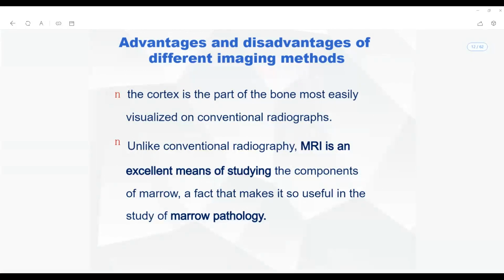You can see here, we have already dealt with all this. You see here, the cortex is the part of the bone which is most easily visualized on the conventional radiograph. So if you are trying to look at the functional capacity of the cortex, at the osteoblast, osteoclast functions, corticomedullary junctions, endocrine physiologies, all of them, you are going to prescribe an X-ray. But unlike conventional radiography, MRI is an excellent means of studying the components of the marrow, a fact that makes it much more superior in studying and understanding marrow pathology.